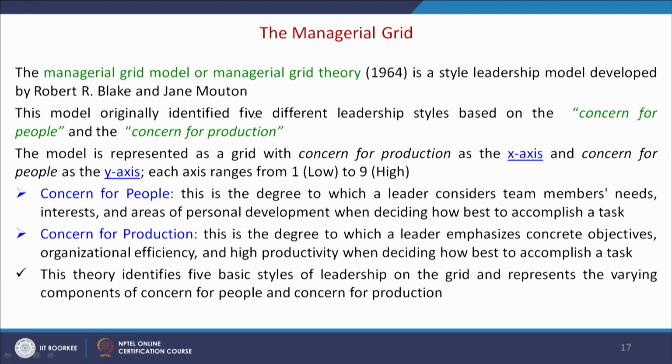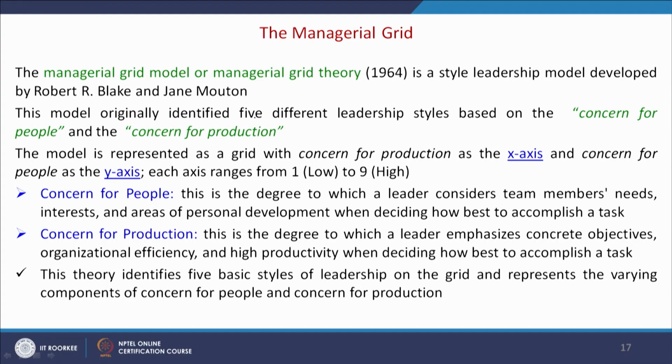That means the leader is either concerned for the people in the organization, or concerned only for production, or both. So, based on the leader's motive, what leadership style is more effective? According to Blake and Mouton, they have proposed a managerial grid. That means 2 axes have been proposed, OX and OY.